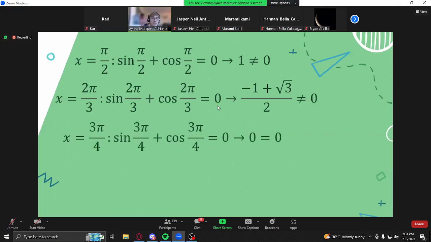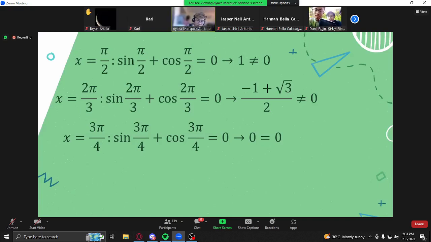Let's have 3 pi over 4 radians. You'll try sine 3 pi over 4 plus cosine 3 pi over 4. Irish, what is the answer? 0 po. Correct. So, do you think this is now what we are looking for?